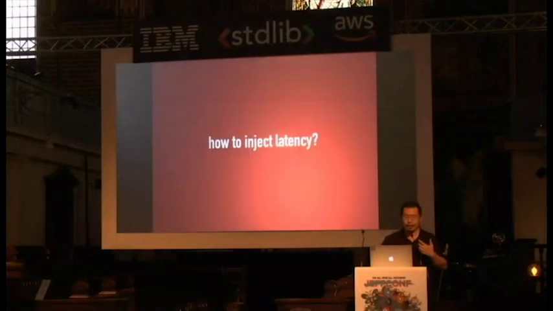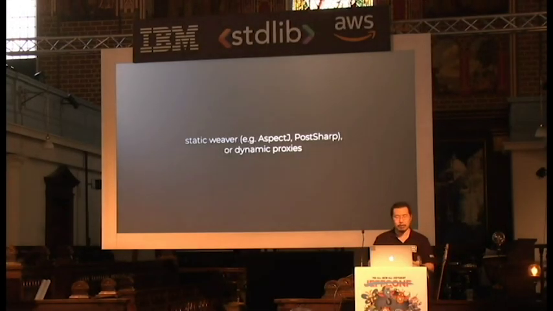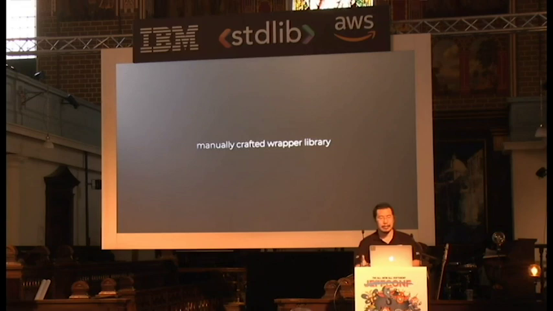How do you then inject latency? If you're talking about static languages like Java or C#, you can consider using a static weaver like AspectJ for the JVM or PostSharp for the .NET world. But for Node.js and other dynamic languages, you can also consider using a manually crafted wrapper library as well.